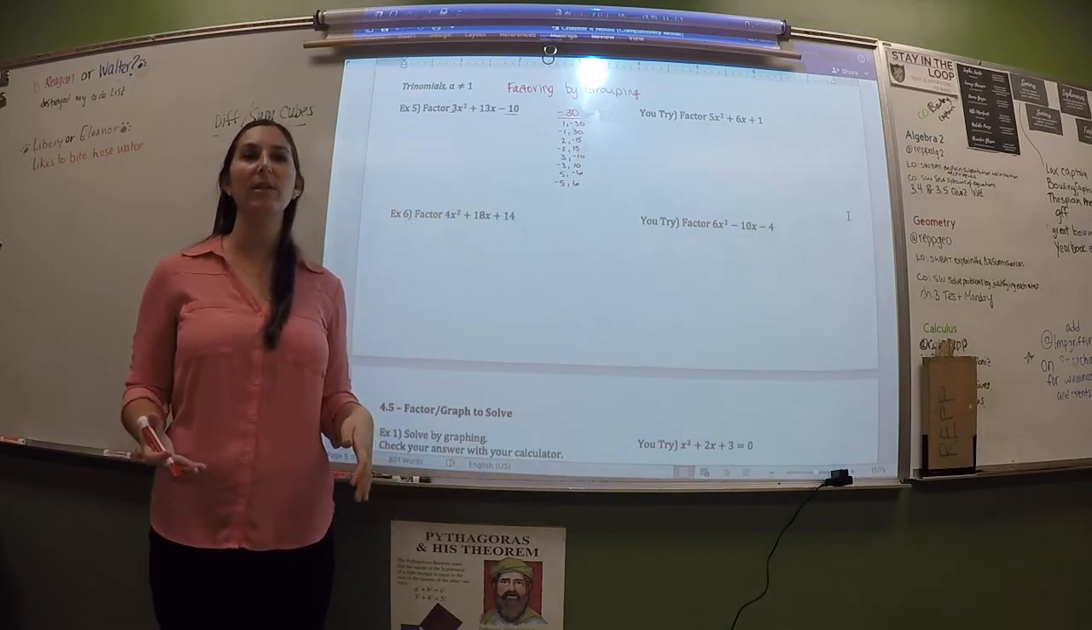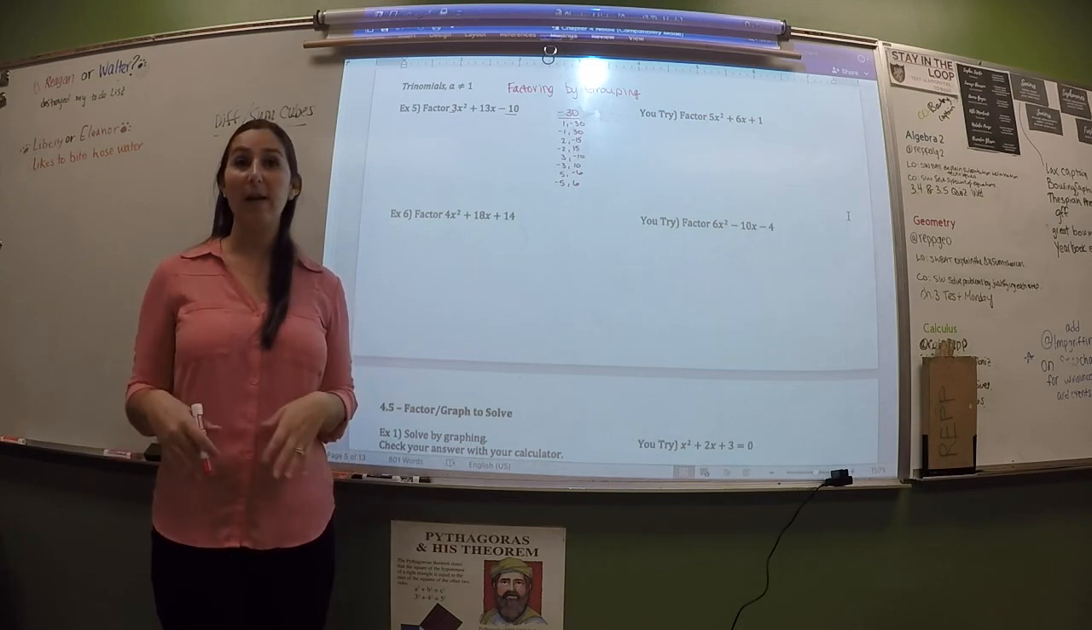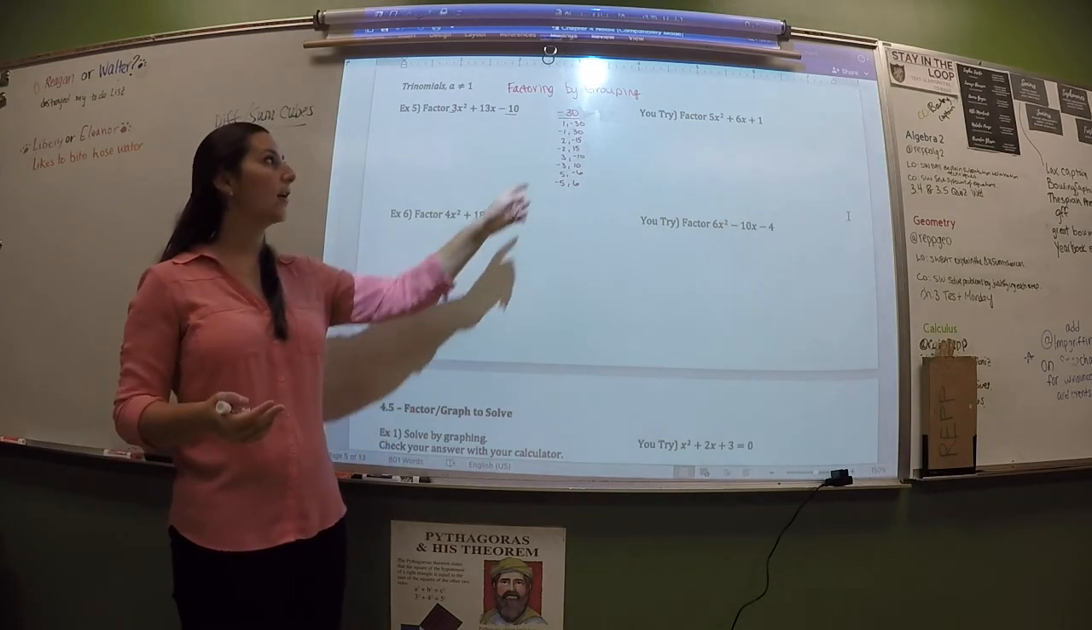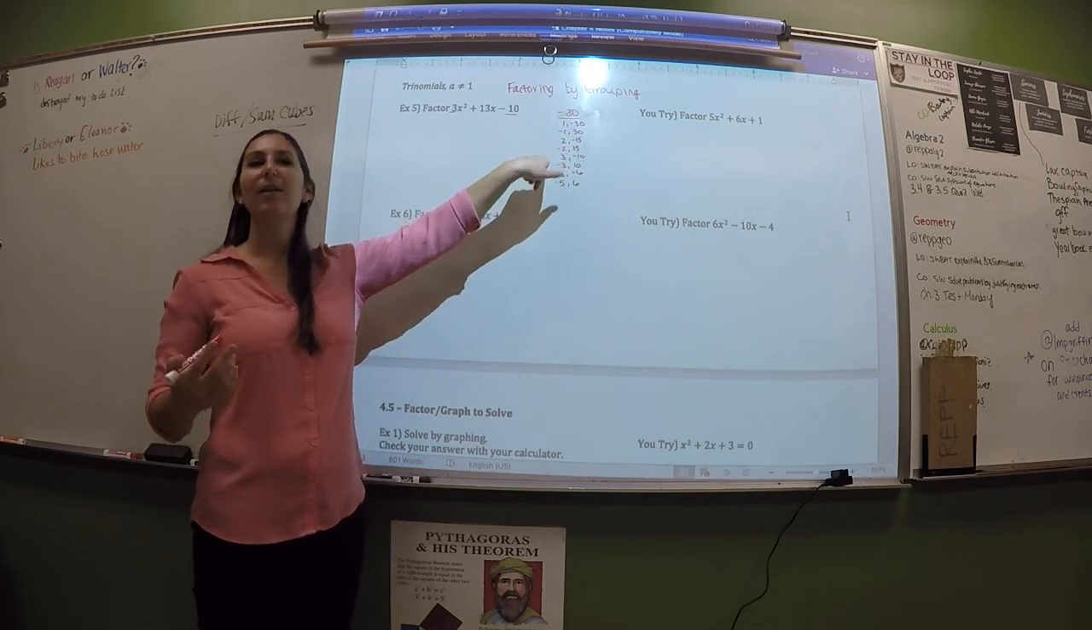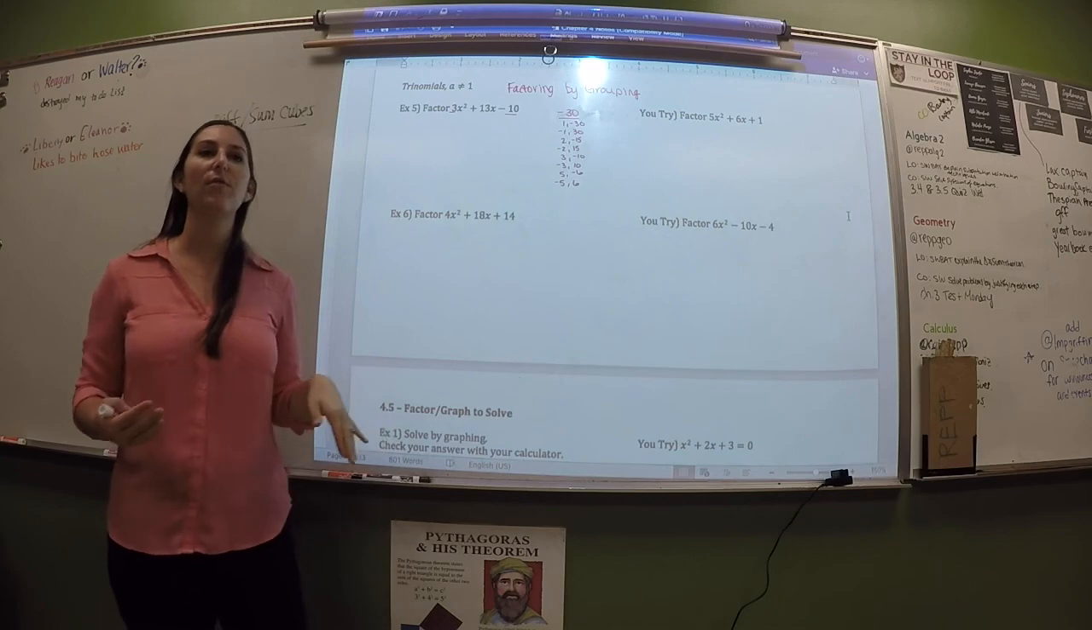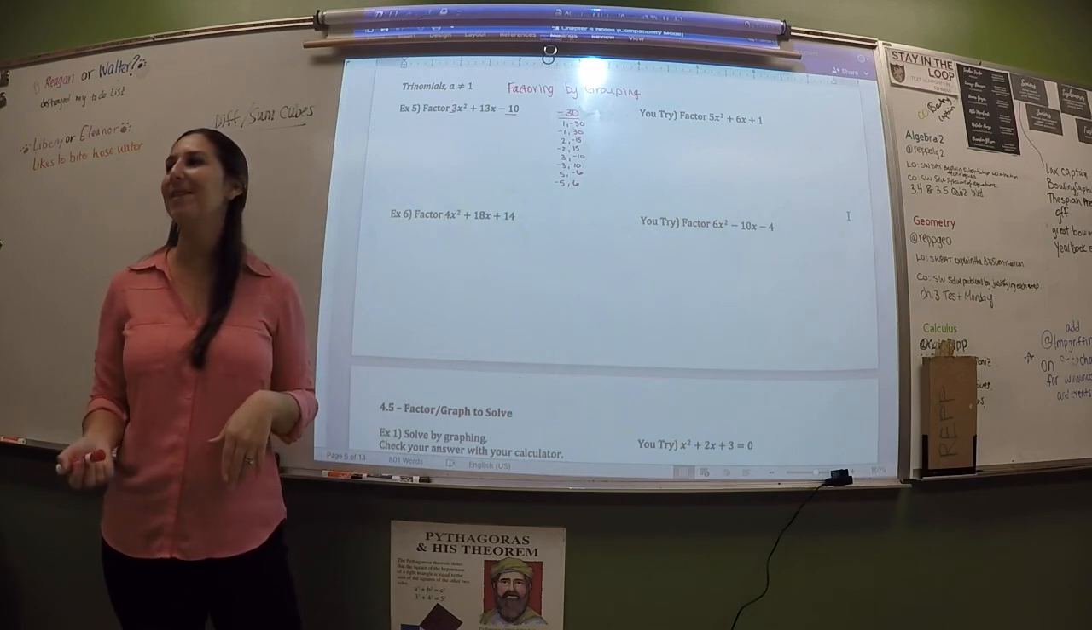If you just randomly start thinking of things, you're going to forget one. So go through your head and go, does 1 times anything? Yeah, obviously. 2 times anything? 3 times anything? Go in order so you don't forget one, because usually the one that you forget is the one that the answer is.